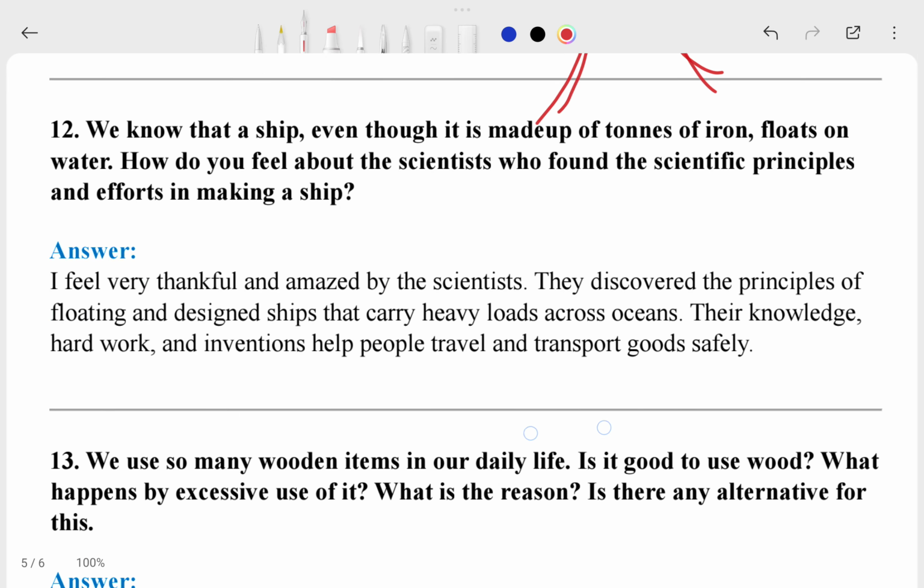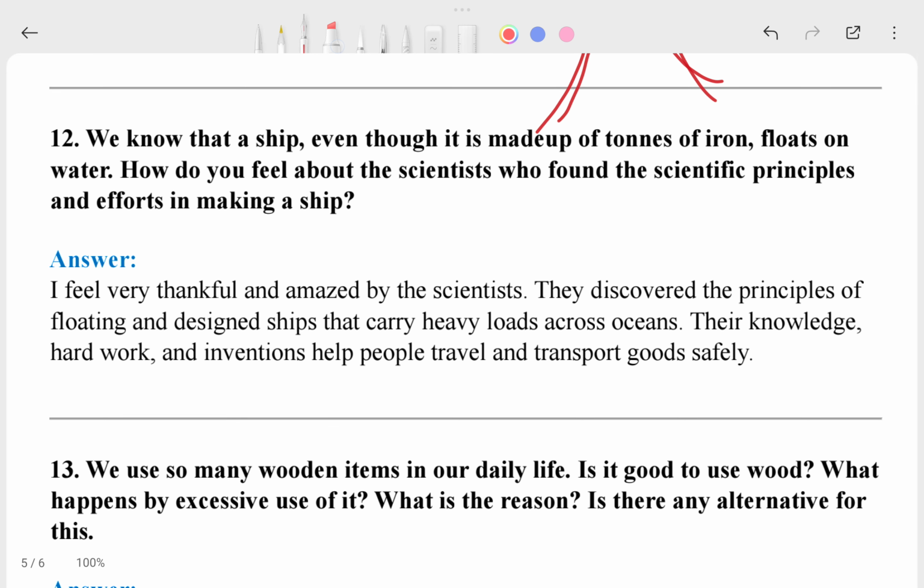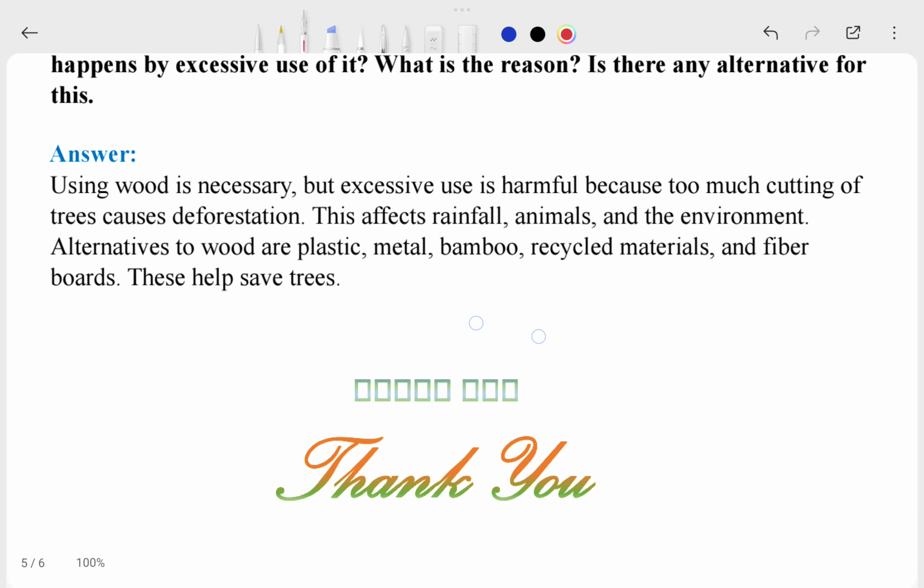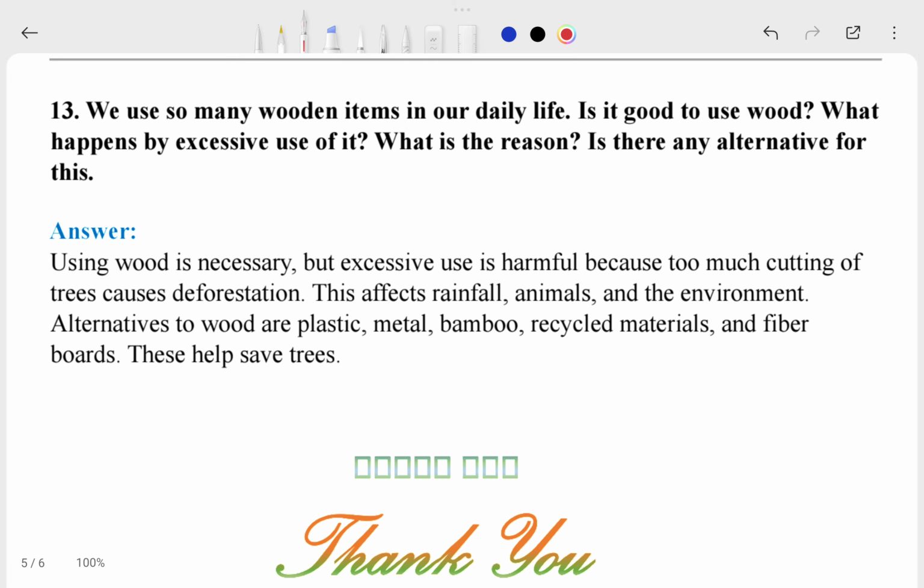Okay, right, so the 12th question is here. What is this 12th question telling? So we know that the ship... okay, this question is somewhat long. If I read it, the video is going to be longer. Here is the answer. You can look at this. And this 13th one: we use so many wooden items in our daily life. So this is the answer of this one. Overall, this chapter is totally completed here. Whatever is in this chapter, everything is completed.